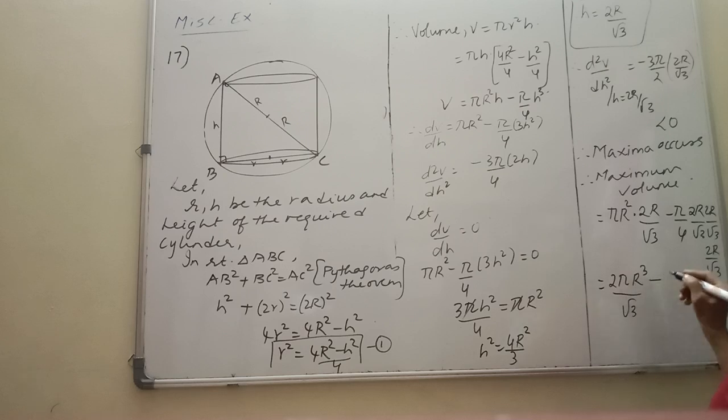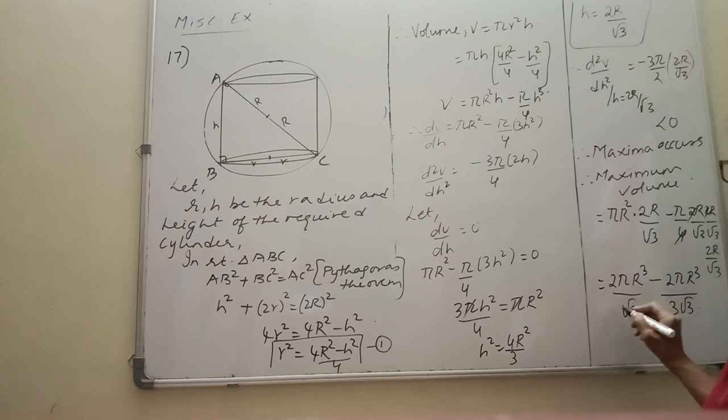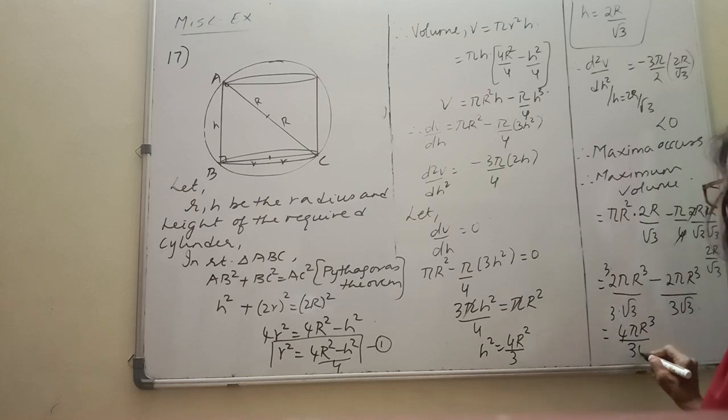Okay. Then minus, 3 and 3, that's root 3 and root 3, that's going to be 3. And this 2 will cancel with the 4. So we are left with 2 pi R cube, and in the denominator we have 3 root 3. I hope we have taken care of everything. Yeah. So in order to equalize, let's multiply this by 3. So that becomes 6 pi R cube minus 2 pi R cube, which is going to be 4 pi R cube over 3 root 3.